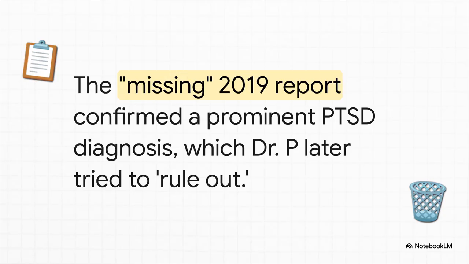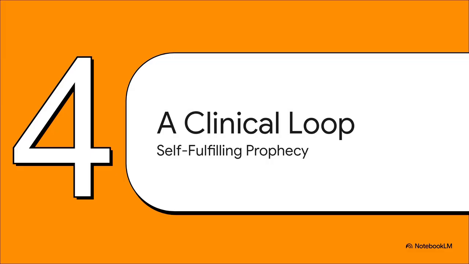That same 2019 report showed a prominent diagnosis for post-traumatic stress disorder. It validated the patient's trauma history from the very beginning. But in his 2023 summary, Dr. P conveniently ignored this, arguing instead that PTSD should be ruled out based on his own later tests. So you have to ask yourself, why would a clinician misrepresent the record this badly?